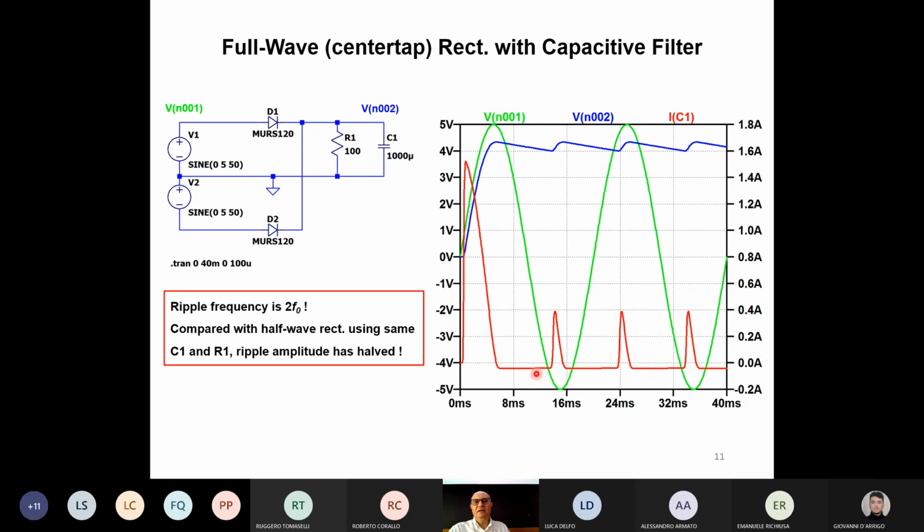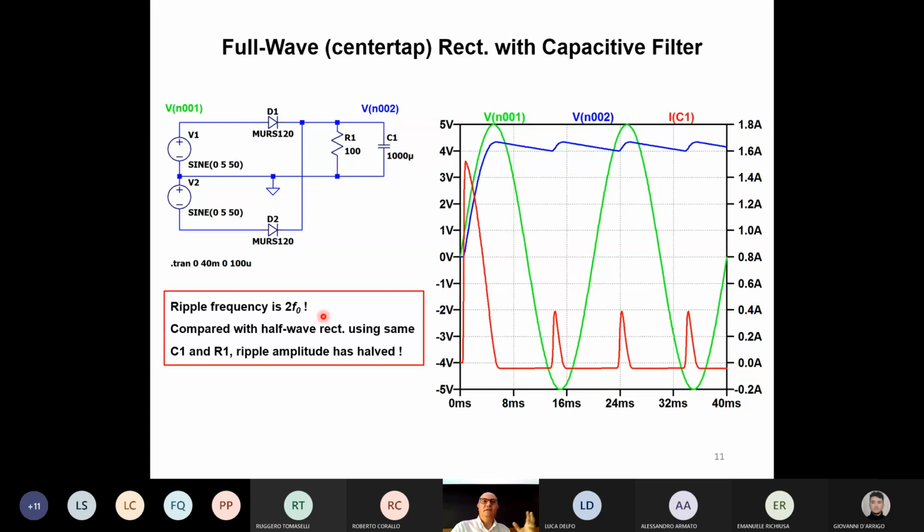During the negative peak of the input, the current goes this way, and we have again a charge peak for the capacitor. Positive peak, D1, C1, we have this peak here. Negative wave, we have the path through D2, and we are charging C1 again. This means that now we have 4 variations, 4 peaks of current in 40 milliseconds. And actually, the frequency of the ripple, the frequency of the peak, is 2 times F0. But that is something that we already saw.